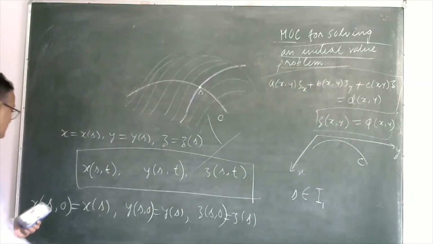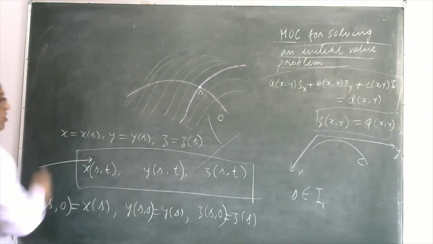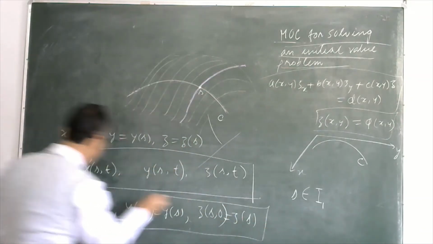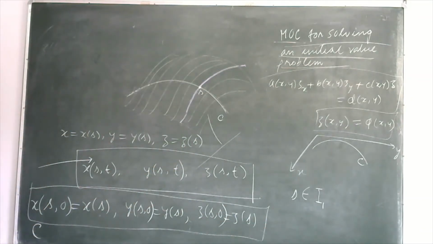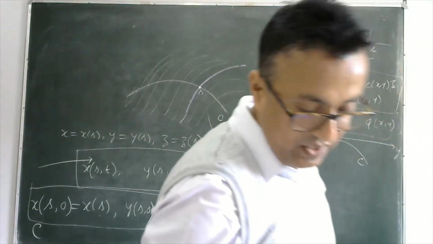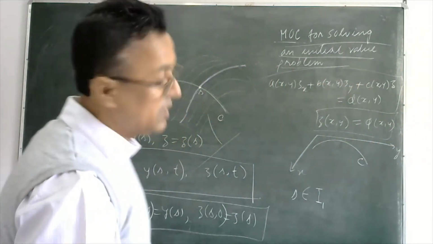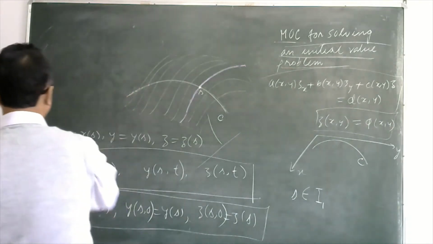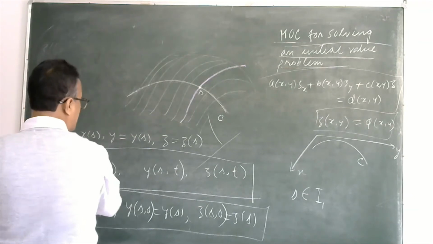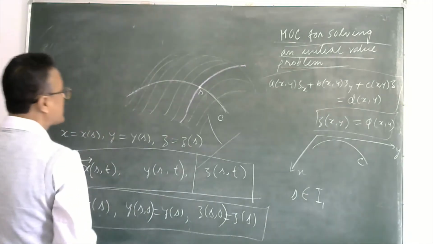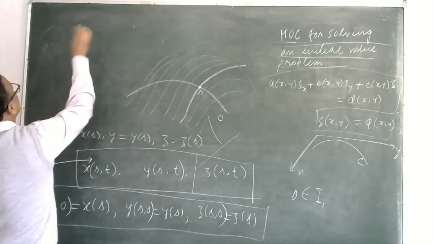Fine? Okay? So, for parameterization like this, I am going to have my initial curve C given by this. Is it okay? Yes, sir. Fine? So that means the functions x(s,t), y(s,t) are going to satisfy this equation.